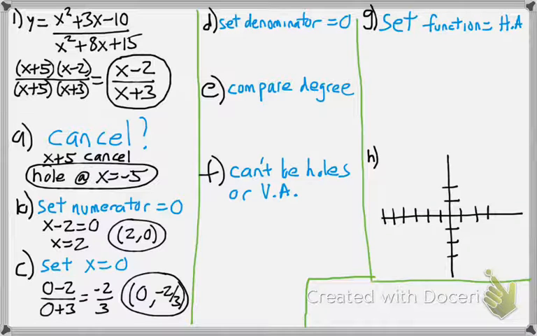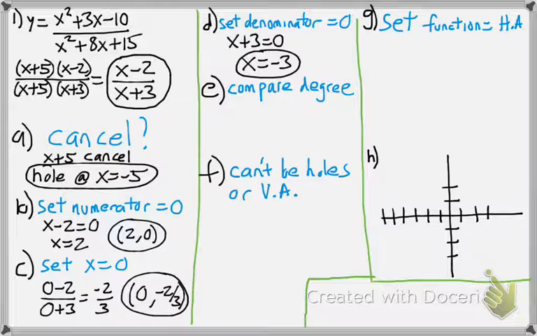Okay, so if I look at part D, to find the vertical asymptotes, we want to set the denominator equal to 0. So I'm going to take x plus 3 and set it equal to 0. And x is equal to negative 3. Again, this is not a point, this is a vertical line. This is a vertical boundary in the function.